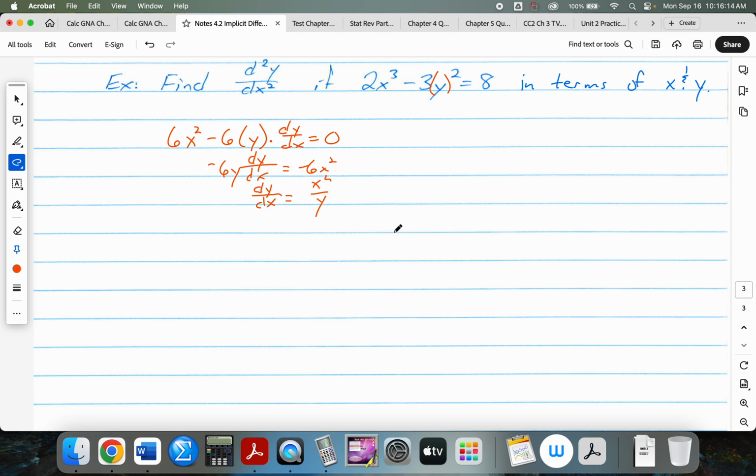Now I'll take the derivative with respect to x again. So I have d squared y over dx squared is equal to, and I have to use the quotient rule, so I'm going to have the denominator y times the derivative of the numerator, 2x, minus the numerator, x squared, times the derivative of the denominator. Remember, the denominator is y, which is some function of x, so that is dy dx. All over y squared.